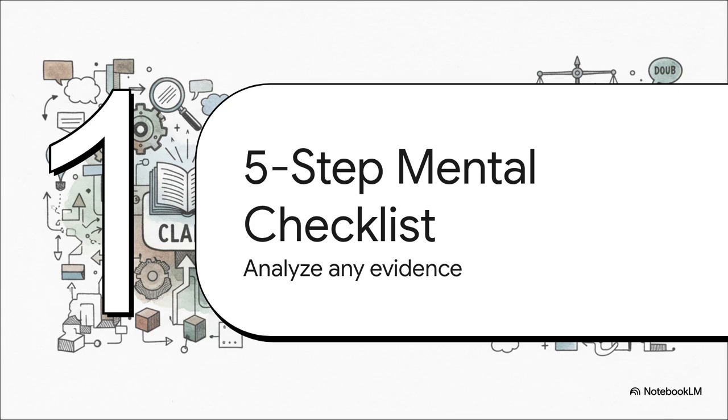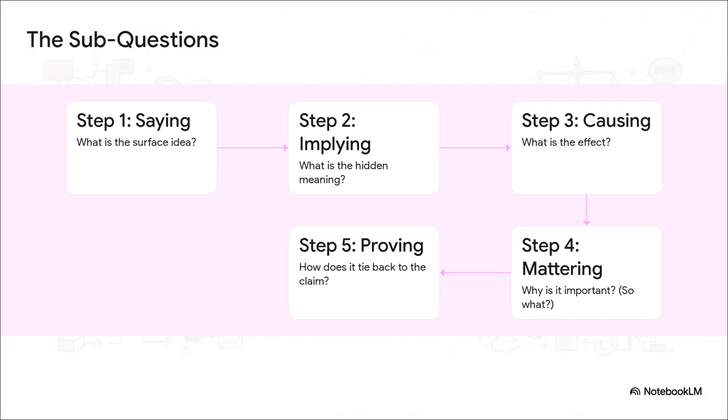And I'm going to give you a super simple 5-step mental checklist you can use for literally any piece of evidence you ever use. Okay, here it is. 5 simple questions. First, what is the evidence literally saying? Just the surface level fact. Then you dig a little deeper. What does it imply? What's the hidden meaning?